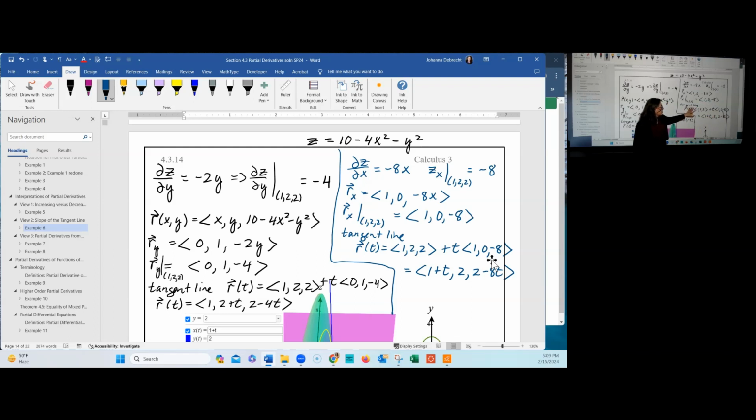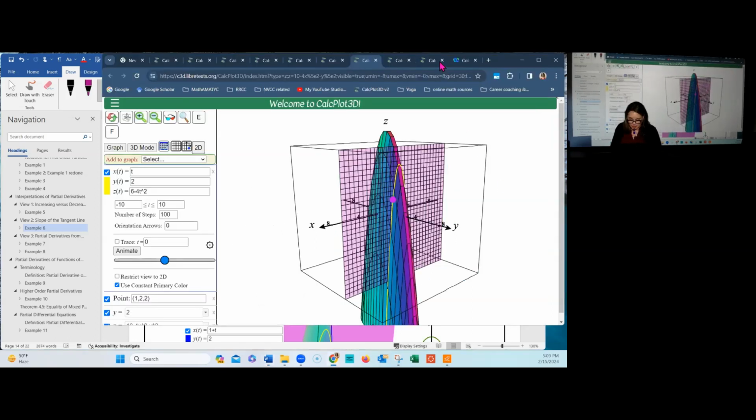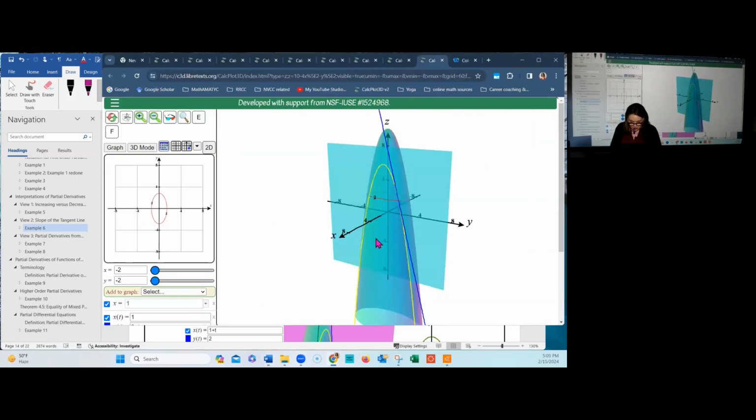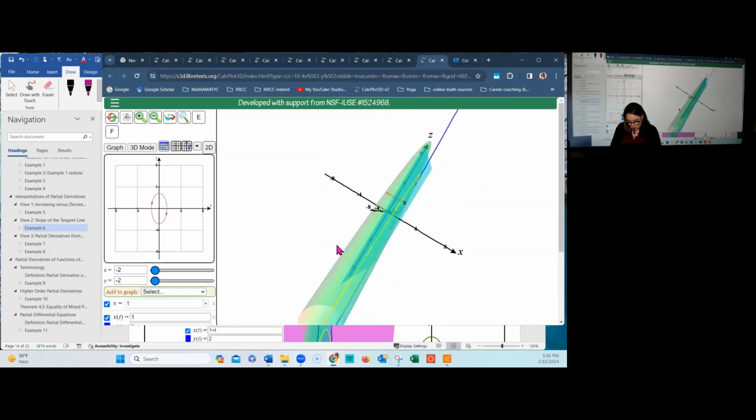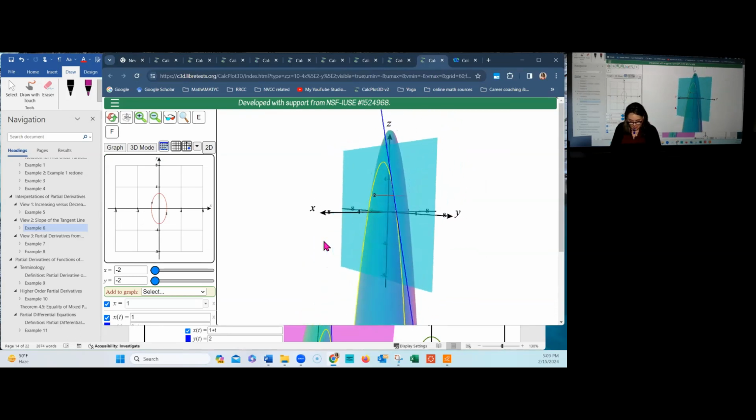Then we can write the tangent line as the sum of the position vector for the point 1, 2, 2 plus t times the direction vector 1, 0, negative 8. We can combine corresponding components and represent this as the space curve 1 plus t, 2, 2 minus 8t. And that would give us the tangent line representation, which I'm trying to remember where it is. I've had several open, so I've kind of lost track, but there it is right there.